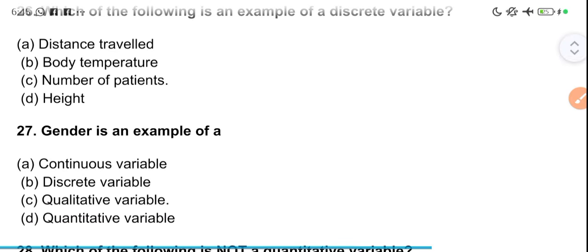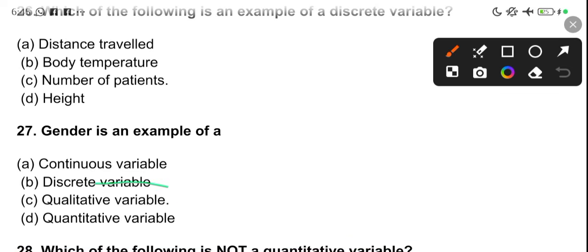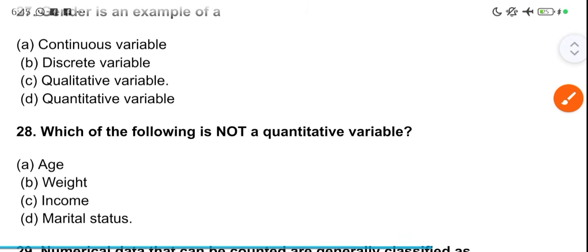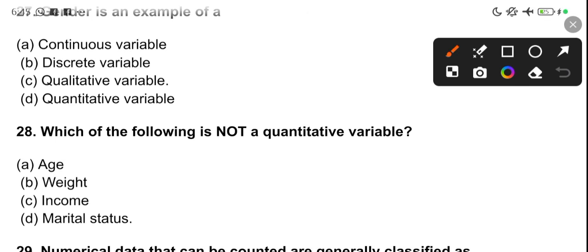Right, so moving on, gender is an example of a qualitative variable. Qualitative, okay? Qualitative variable. Alright, moving on, which of the following is not a quantitative variable? We have marital status, age, quantified, weight, quantified, income, quantified, but marital status cannot.